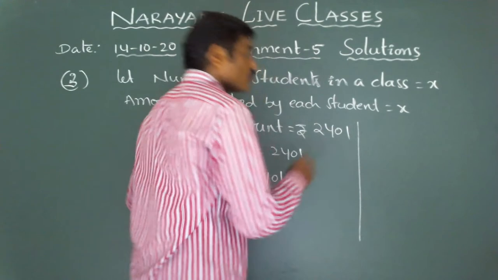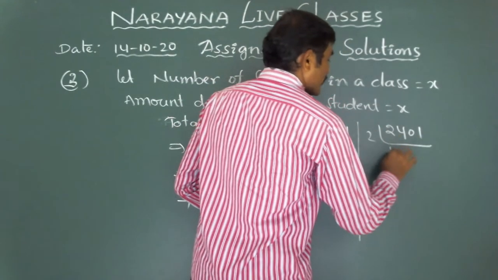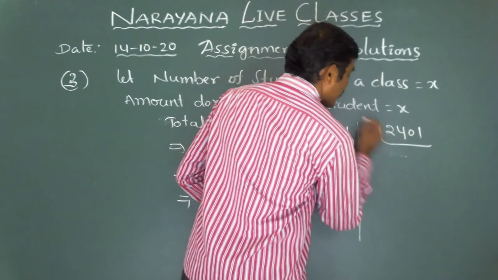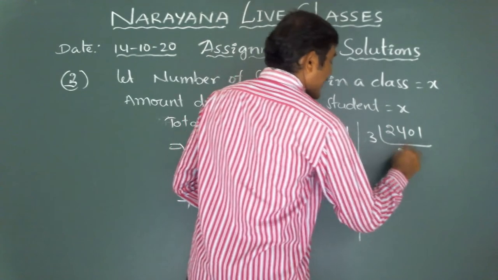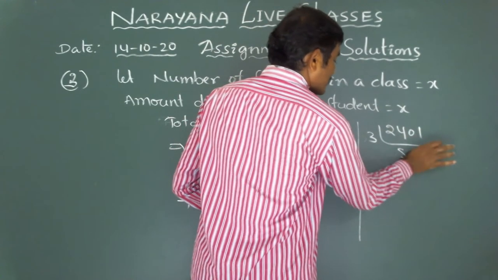Here let us do the prime factorization of 2401.